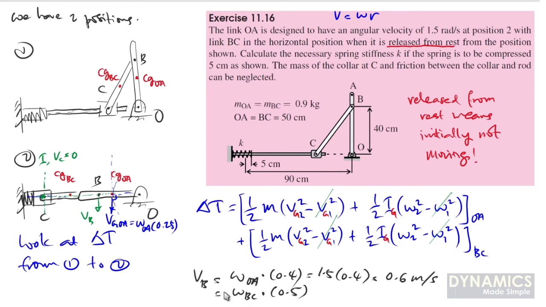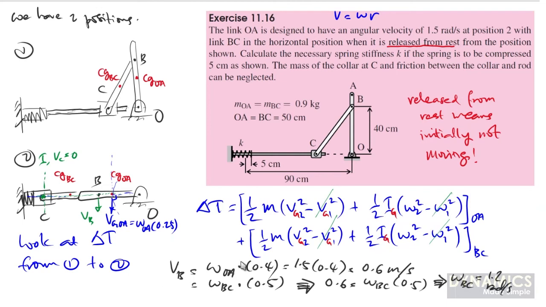So straight away we know that 0.6 will be equal to omega BC times 0.5. So omega BC will be equal to 1.2. This is the value of omega BC.